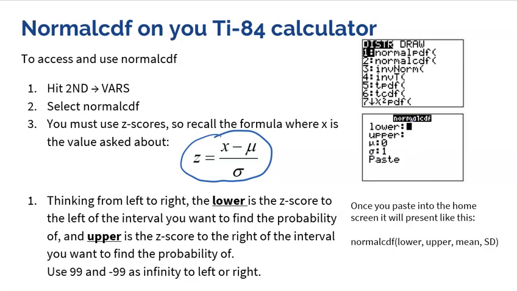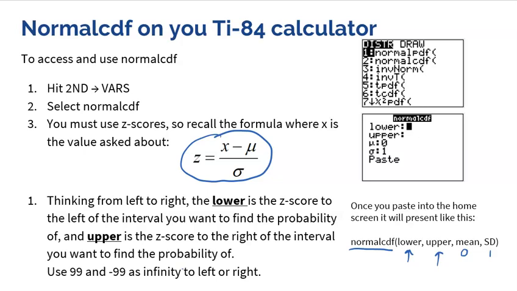So once you type in these values, you're going to hit paste, and it pastes it into the home screen, and the pasting will look like this, right? It'll say normal CDF, and then it's going to have the lower z-score that you typed in, the upper z-score that you typed in, and then remember, since the calculator only speaks in the language of z-scores, it's going to need a 0 for the mean and a 1 for the standard deviation, because that's the generic, right? Any mean could be looked at as a z-score of 0 because the mean is 0 from itself, and then the standard deviation is represented by 1. You could be 1 standard deviation from yourself, 2, 3, and so forth in each direction.